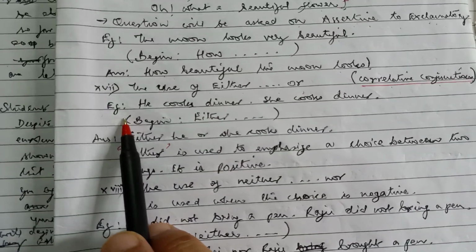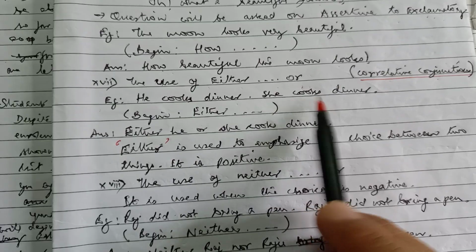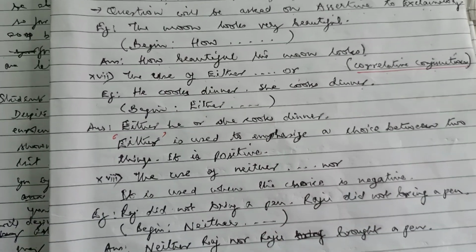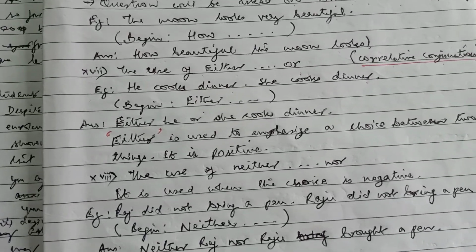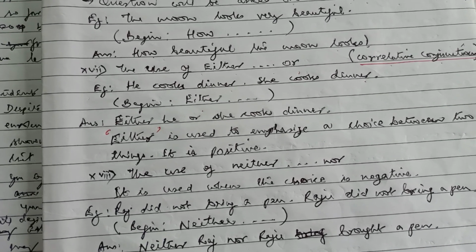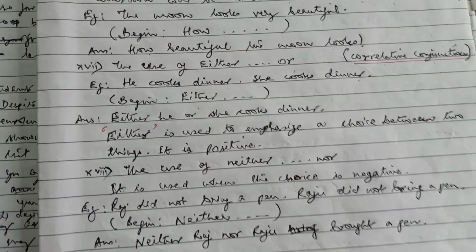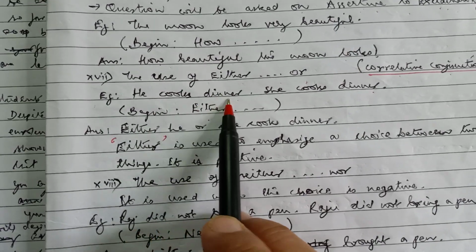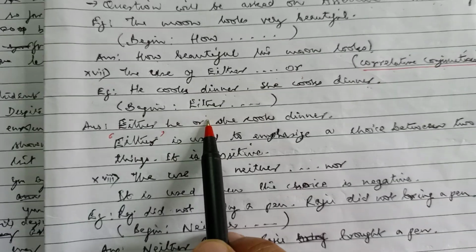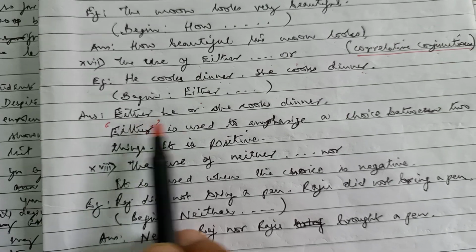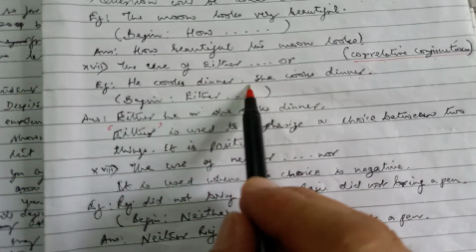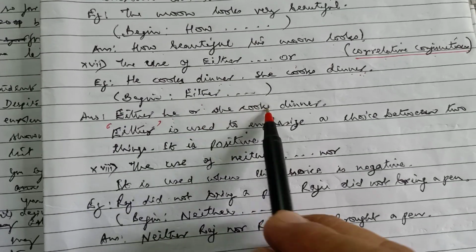Take an example. He cooks dinner, full stop. She cooks dinner, right? Full stop. Begin with either. Some say either, and some say either. Both of the pronunciations are right, so you can take any of the pronunciations. So he cooks dinner, she cooks dinner. Begin with either. So see, either he or she cooks dinner, right? Because the work is the same. Cooks dinner. So either he or she cooks dinner.